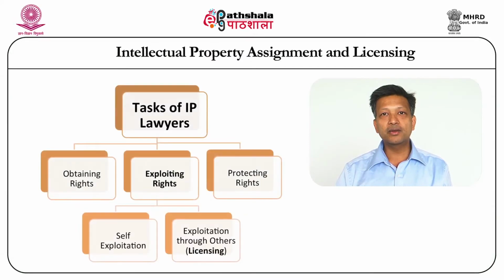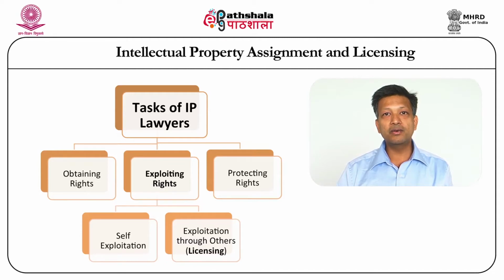First, in order to understand the aspect of licensing and assignment, let us look at it from the angle of a lawyer. What are the tasks of an intellectual property lawyer? The first task is obtaining rights. The second task is, after obtaining rights, protecting those rights. And the third task is exploiting rights. So, obtaining rights and protecting rights cannot be ends in themselves, because what for are you obtaining rights? What for have you protected those rights? You have done so only with the aim of exploiting those rights.